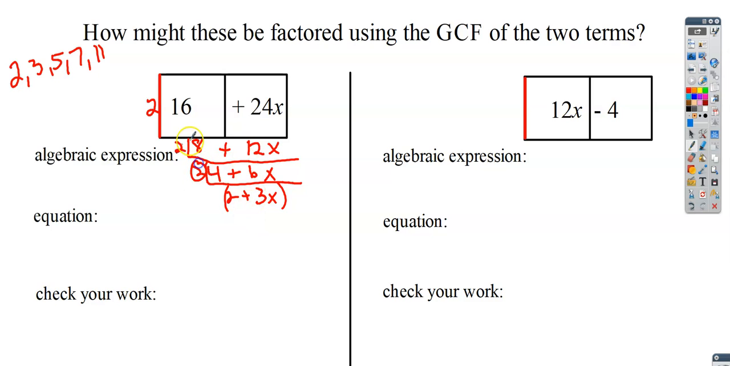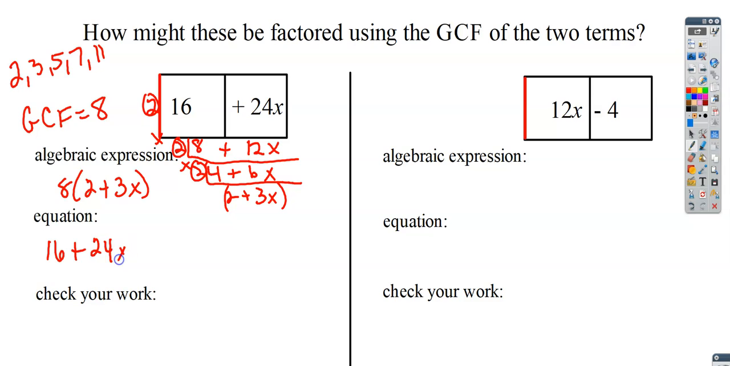I put that in parentheses. I circle all the numbers on the outside. I'm multiplying them together. 2 times 2 is 4, times 2 is 8. The greatest common factor equals 8. So I have 8 times 2 plus 3x. My equation is the original area that I was given, and it's equivalent to 8 times 2 plus 3x.